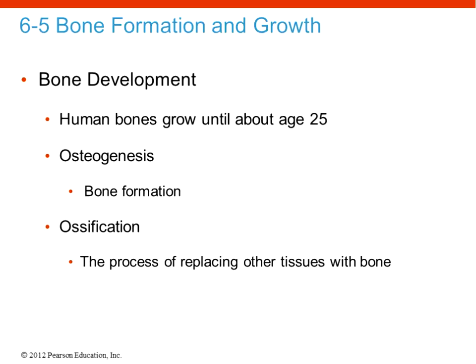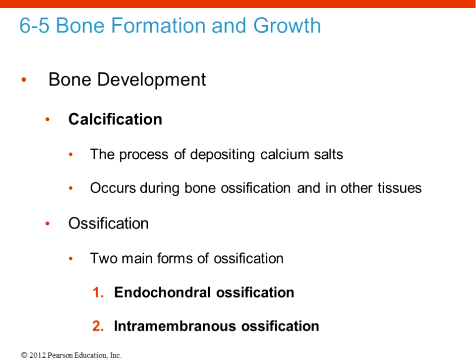All right? So bones grow typically until about, in our 20s. Usually could be less, could be more, depends on the person. But the process of bone formation is called osteogenesis. And this process of ossification is when you actually replace other tissue with bone. And ossification comes in two main forms. You have what's called endochondral ossification and intramembranous ossification. And essentially this is what our bone comes from.